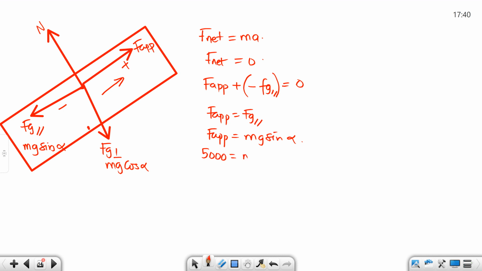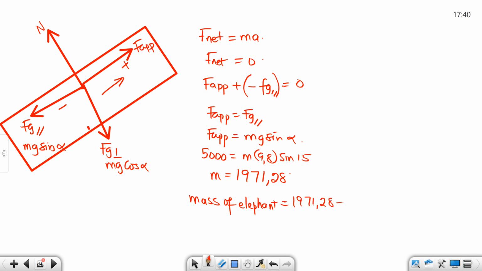Do we know our force applied? 5,000. We don't know the mass. What is g? 9.8. Sine what? 15. What is the total mass going to be? 1971.28. But this is the total mass. The mass of the elephant would therefore be 1971.28 minus 800, the mass of the crate. What's your answer? 1171.28 kilograms.